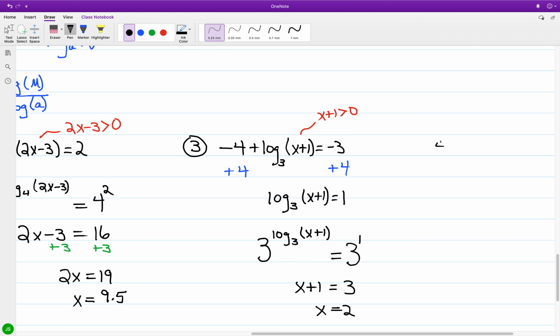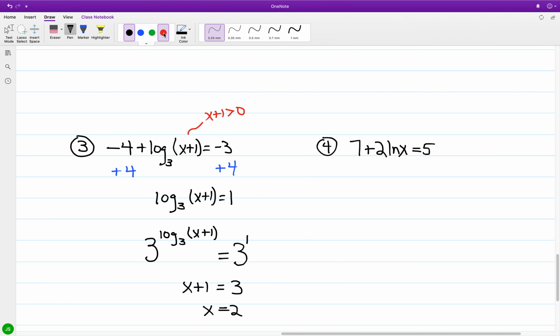Now, in the case of item number 4, I have 7 plus 2 times the natural logarithm of x is equal to 5. And whatever I have for x, I want x to be a positive value. Looking at what I have now, I can get the logarithmic term by itself. So if I deduct 7 from both sides, I'm down to 2 times the natural logarithm of x is equal to negative 2.